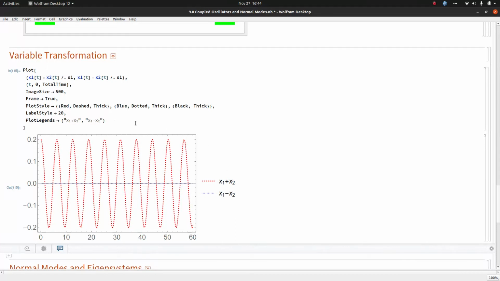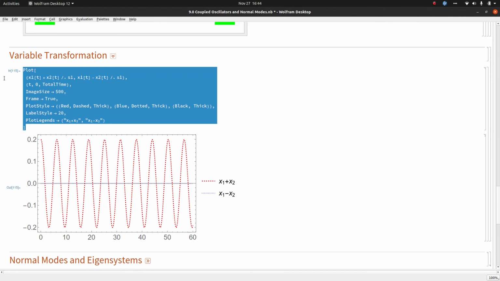So you've got the motion where they're going in and out of phase. You've got the motion where they're moving back and forth together in phase. Those are the different normal modes for this system.